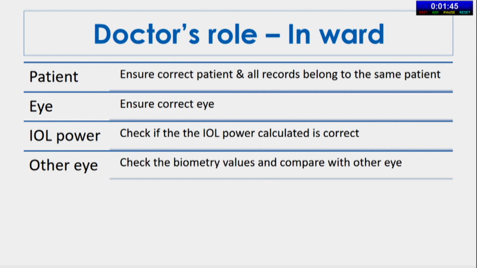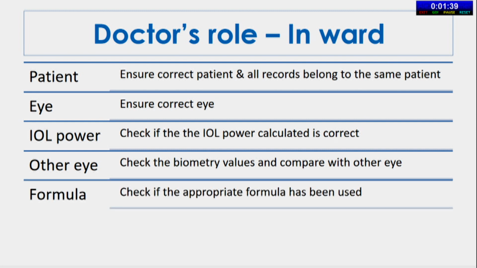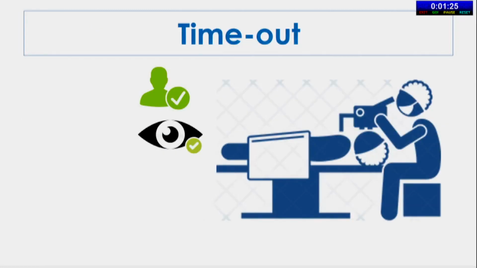Check the other eye biometry values to find any gross changes, and compare with the other eye. See that the proper formula for the selected IOL has been used, like the correct A constant, or in Barrett's, the lens factor. Make sure that this is done for that model and for that type of IOL. See that opinions are taken. So this is how we can weed it out even at the later stage when the patient has entered the operation room.